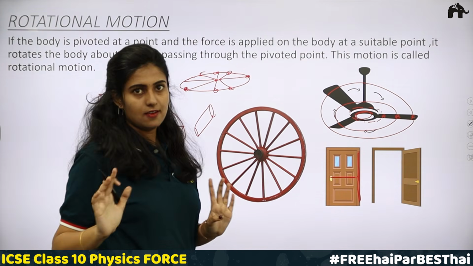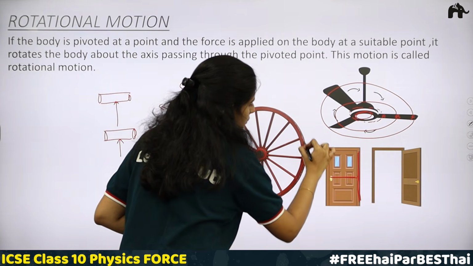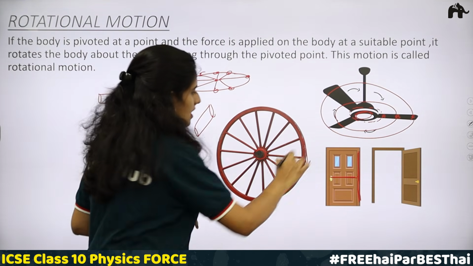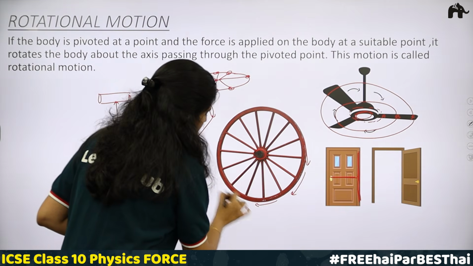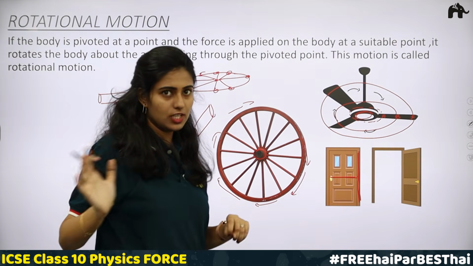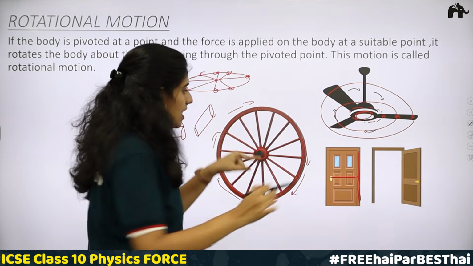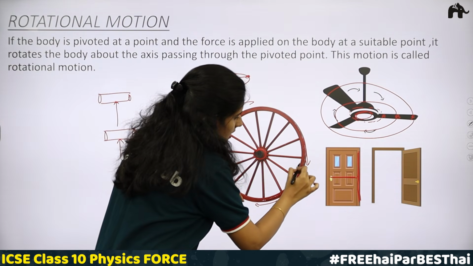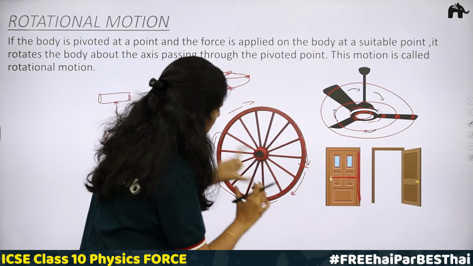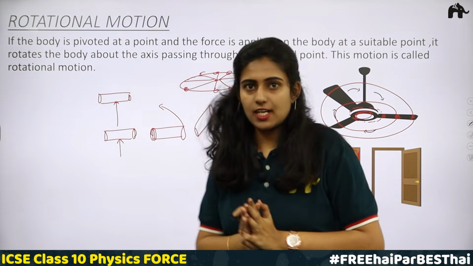Take the case of a wheel. What we are doing? Here there is a pivoted point. I am applying a force tangentially. Tangentially means I am applying a force like this. What happens? The wheel starts moving. This wheel starts rotating. Again, rotational motion. With respect to this point, the rotation is happening. At any point, if I am considering a particle here, it may reach any point on this circle. The distance from this pivoted point will always be the same. Understood what is rotational motion and translational motion?